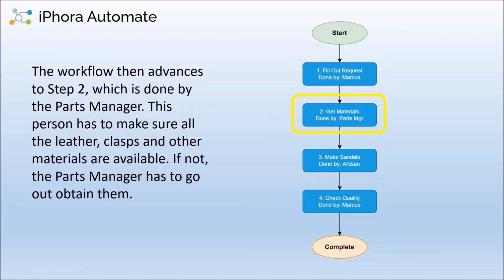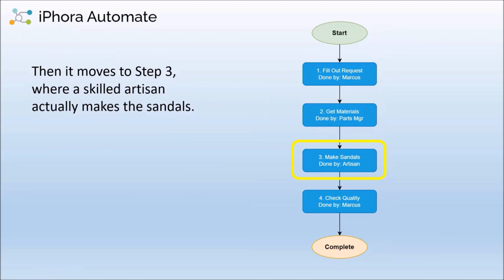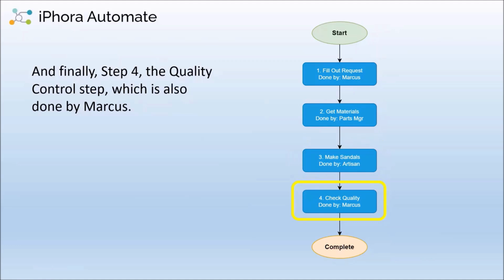This person has to make sure all the leather clasps and other materials are available. If not, the parts manager has to go out and obtain them. Then it moves to step 3, where a skilled artisan actually makes the sandals. And finally, step 4, the quality control step, which is also done by Marcus.